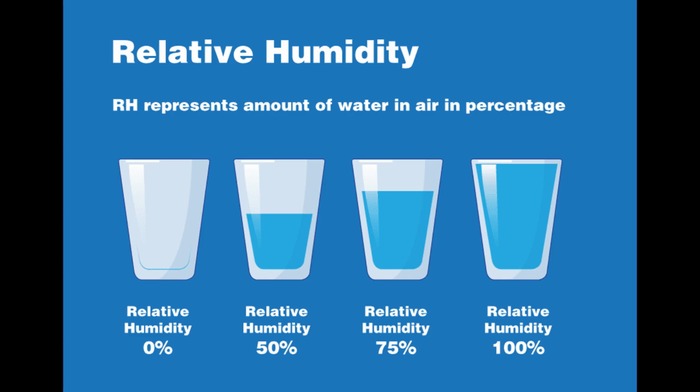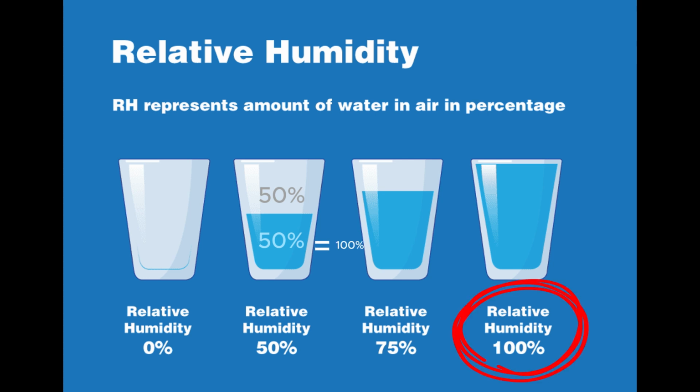So here's another example. Look at this image right here. Each of these glasses in this image represents, really, kind of giving you an idea of what percentages of relative humidity refer to. So for example, the second glass shows a relative humidity of 50%. So 50% of that glass is filled with water, meaning that glass is 50% closer to becoming saturated.